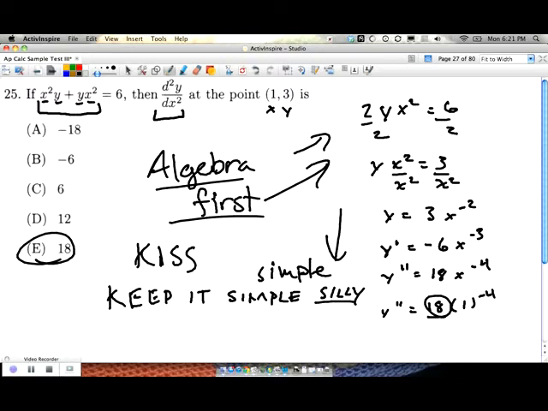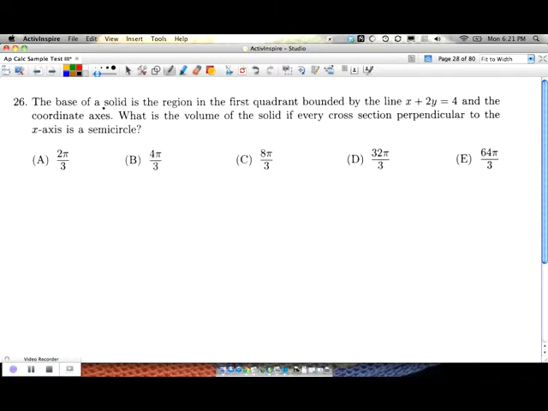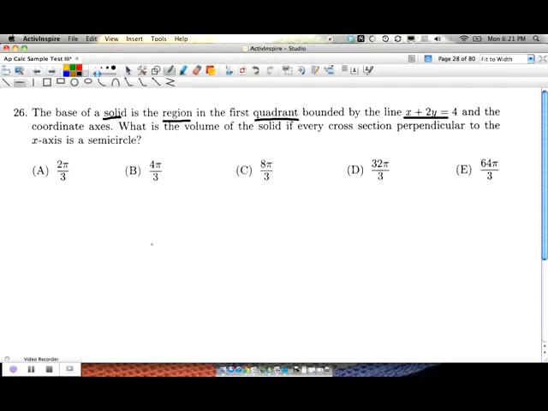The base of a solid is the region in the first quadrant bounded by the line x plus 2y equals 4. So first, let's give ourselves some pictures here, just to give our eyes a little break. So there's our first quadrant. We have the function x plus 2y equals 4. Now I actually know a little bit about that. I recognize that it's a linear function.